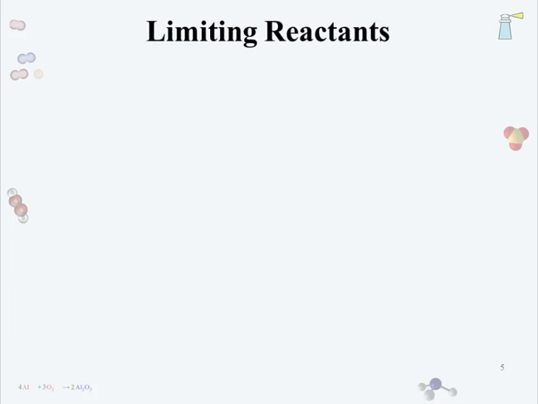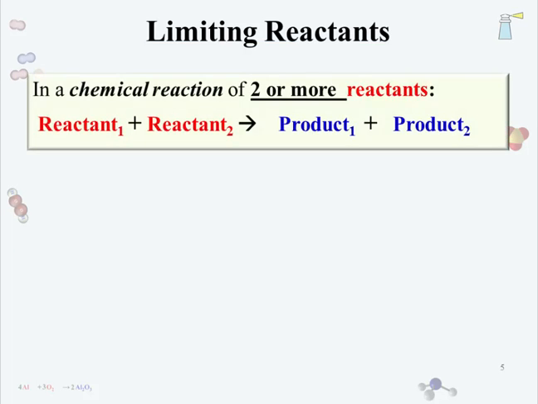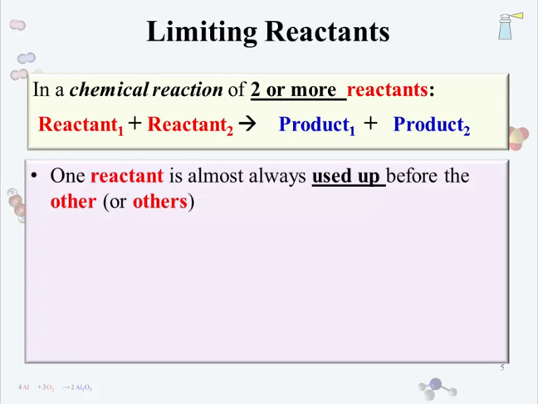Most students will have some exposure to the first of the 2 major topics in the lecture. It is limiting reactants or limiting reagents. Consider a chemical reaction involving 2 or more reactants. We'll just show 2 here. In the real world, one reactant is almost always used up before the other or others. It is impossible or almost impossible to match up exact amounts of reactants.